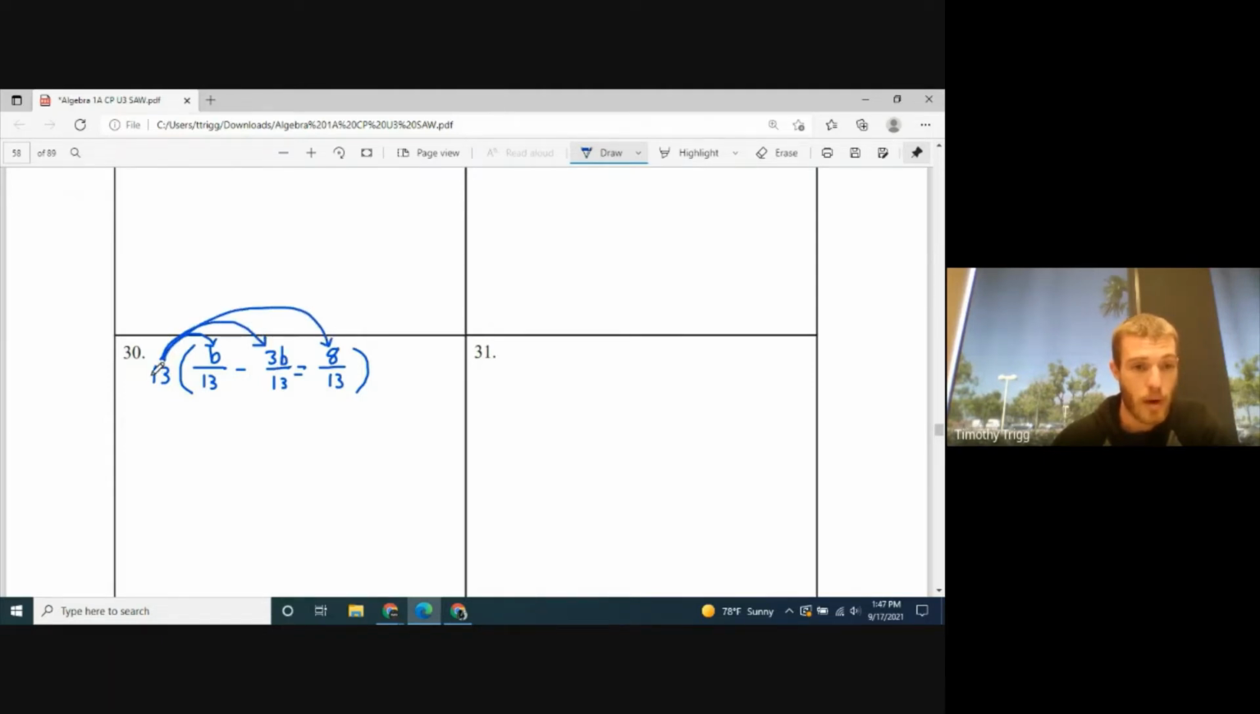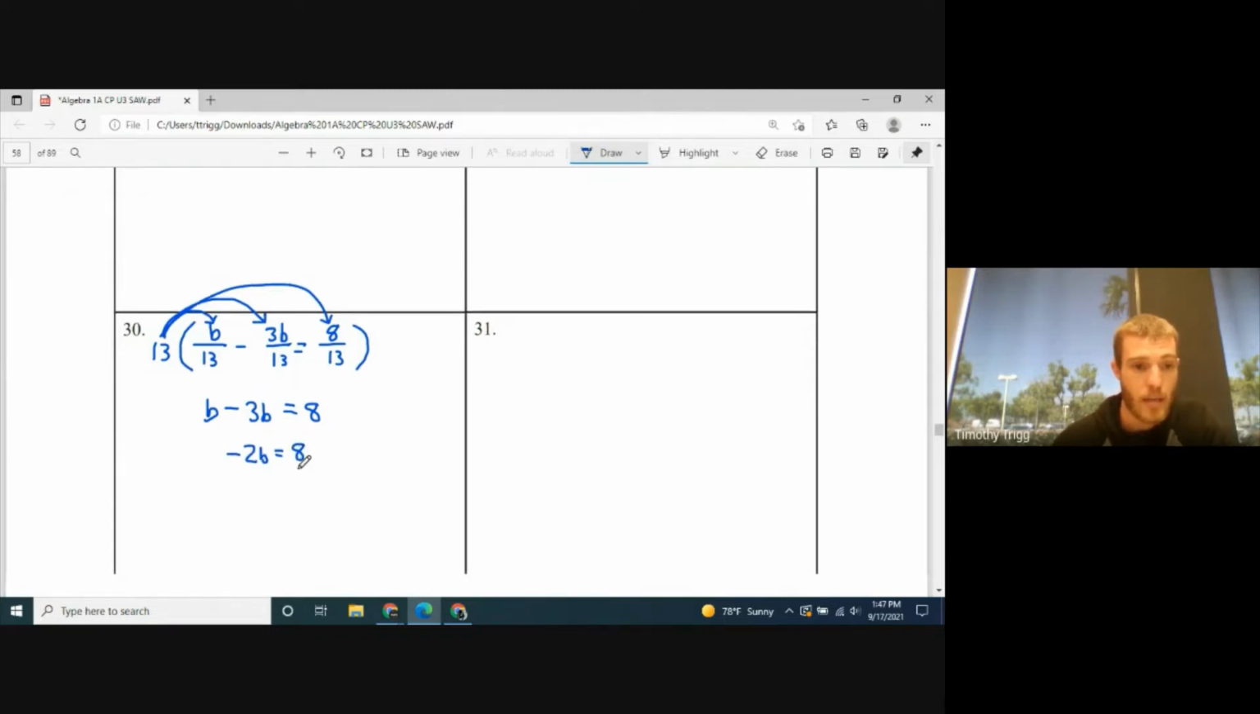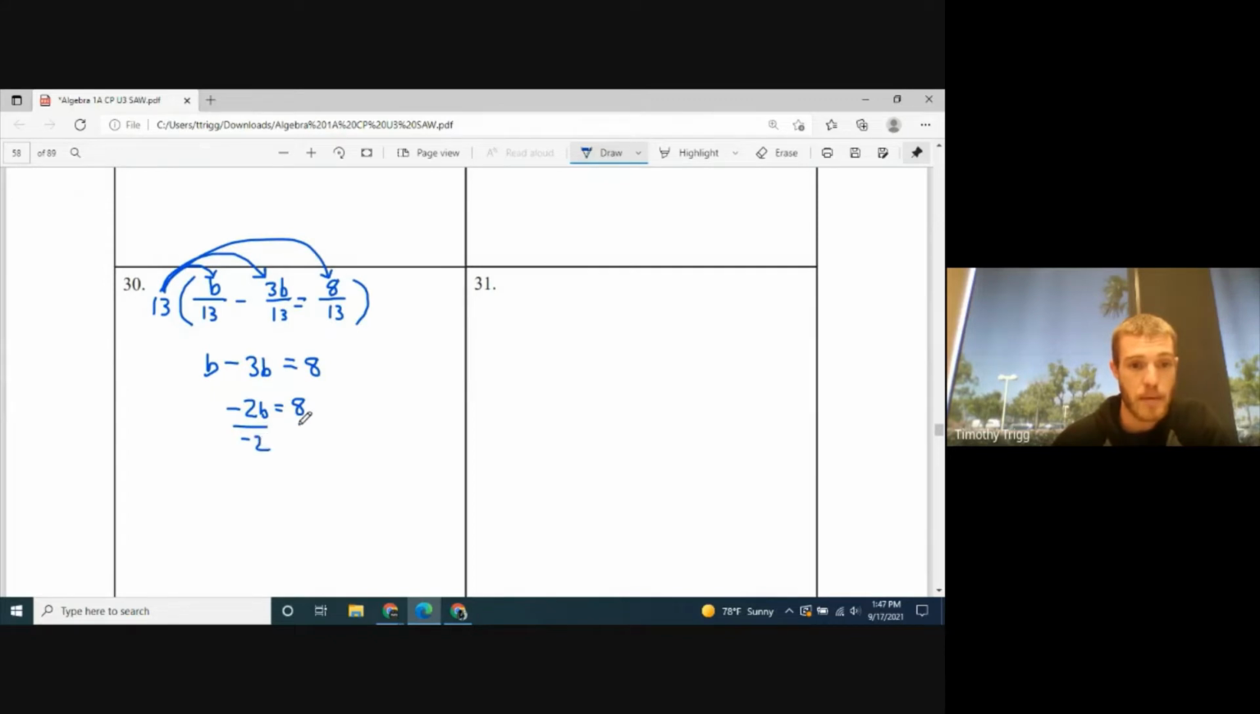Okay, so when I multiply this by 13, it really just cancels with the denominator. So that's going to leave us with b, just b. Here, minus, again, same deal. That's 3b, and then equals, and then we'll just have 8 over here. So b minus 3b, that's negative 2b equals 8. Then divide both sides by negative 2 to get b by itself. And remember, when I divide a positive by a negative, it's negative. So it's going to be negative 4 over here. So b is negative 4. B is the value of negative 4.